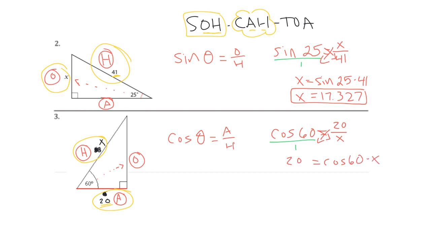Now, some of you, I think your teachers might have asked you to actually compute this on your calculator before putting it in your equation. I don't typically do that. Either way is fine. Our results might come out to be slightly different. So now we are going to divide both sides by the cosine of 60.